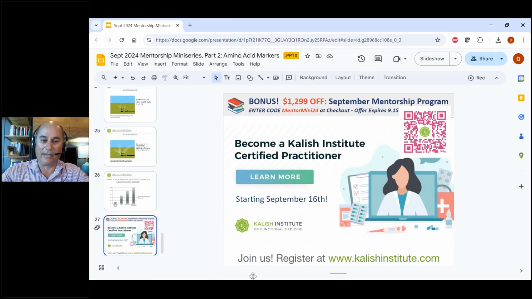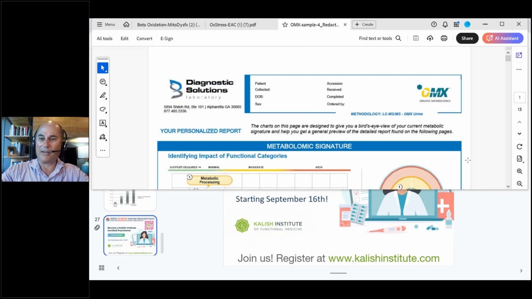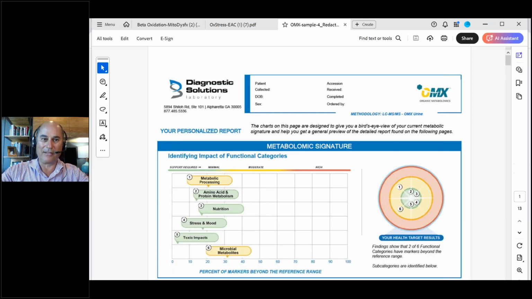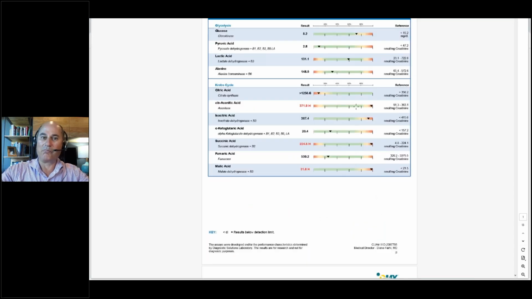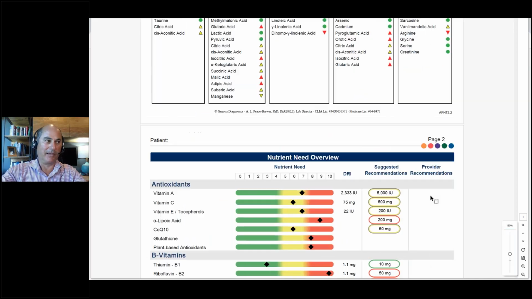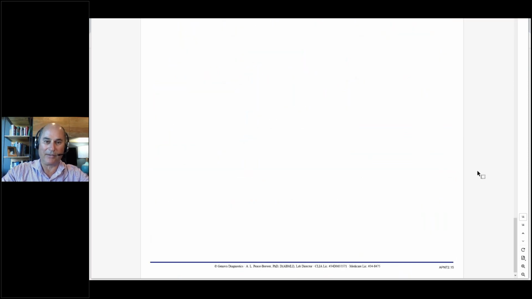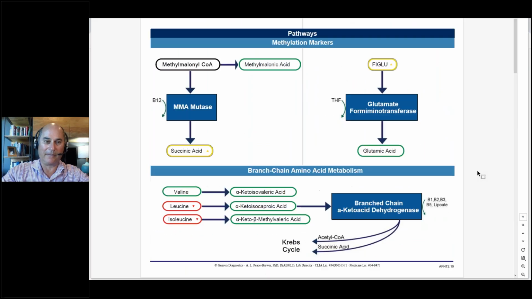All right, so let's take a look here. Now, this is a neutral valve from Genova. I've also got a copy of an omics test from DSL, or Diagnostic Solutions Lab. These are the two main lab companies that I know that do amino acid testing. The formatting is almost identical for what we're talking about because it's such a straightforward lab. So we're skipping huge parts of this test, obviously, because we're just focusing on amino acids today.